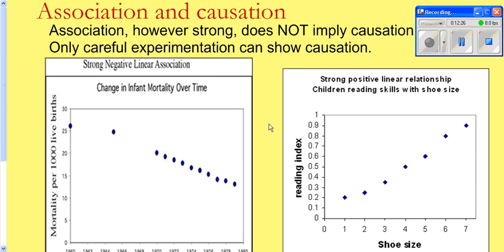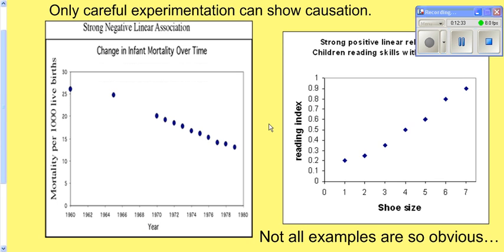Now, just because two things are associated does not mean one causes the other. Here's a couple of examples. As you get larger shoe sizes, your reading level increases. So does that mean if you have big feet, you're a better reader? No, it does not. There's some lurking variables going on here. The lurking variable over here would be the context of age.